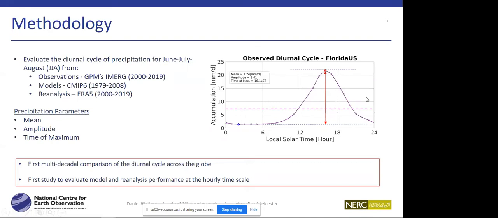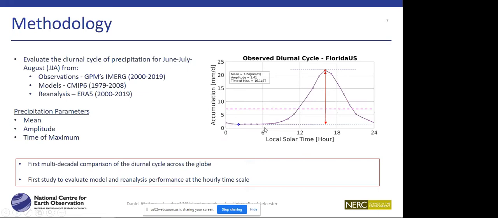And on the right-hand side in this panel, I show an example observation of the diurnal cycle over Florida in the US. You can see that each cross on this line is the observations at a different hour throughout the day. All I simply do is, across the 20 years of data for the observations, I take the mean value at each hour of the day.